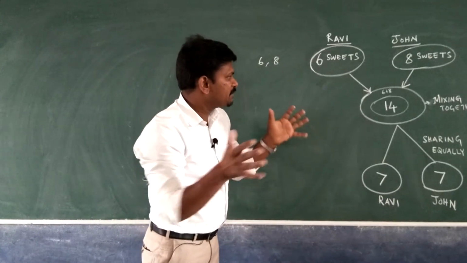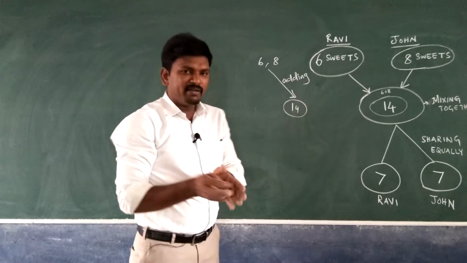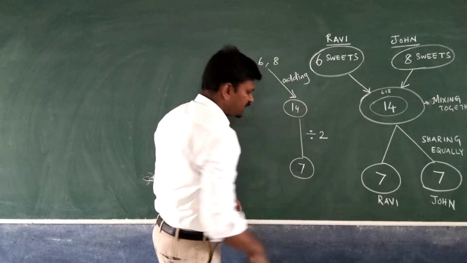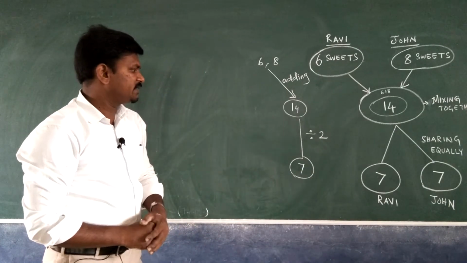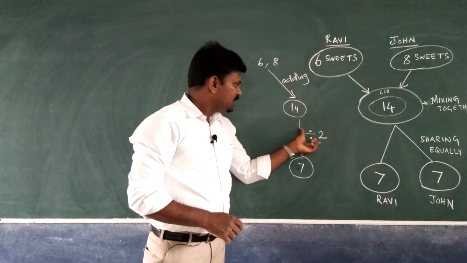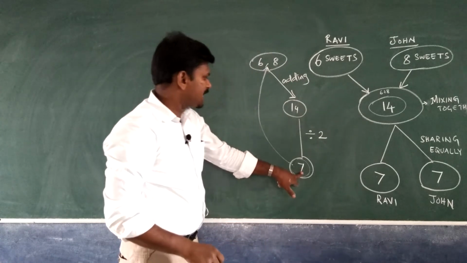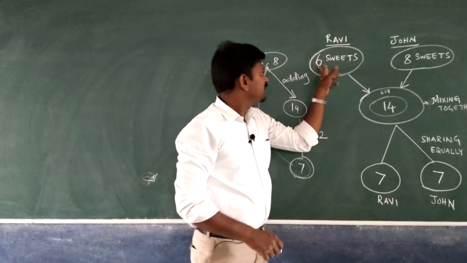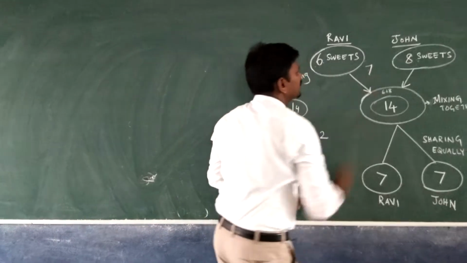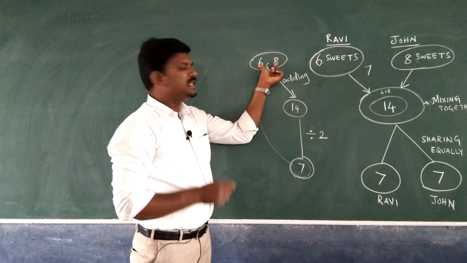When we are mixing together, we are adding them, it becomes 14. When we are sharing them equally, we are dividing by 2 actually. Then we are getting 7 chocolates, each of them getting 7 sweets. So when we add any two numbers and divide the answer by 2, this answer will lie between these two numbers, because he is getting 1 more than 6, he is getting 1 less than 8. So 7 lies between 6 and 8.